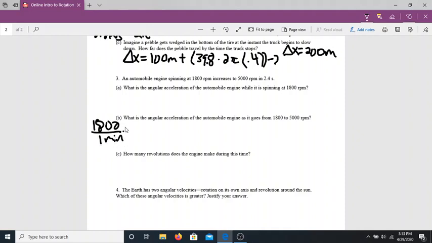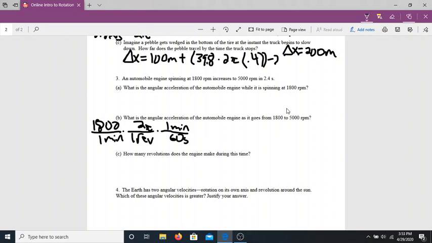Well, to get rid of the revolutions part, we say that 1 revolution is equal to 2 pi. And that way now it's in radians. And to get rid of the minute, we say 1 minute is equal to 60 seconds. So once you have that, you can calculate the angular velocity before and after.